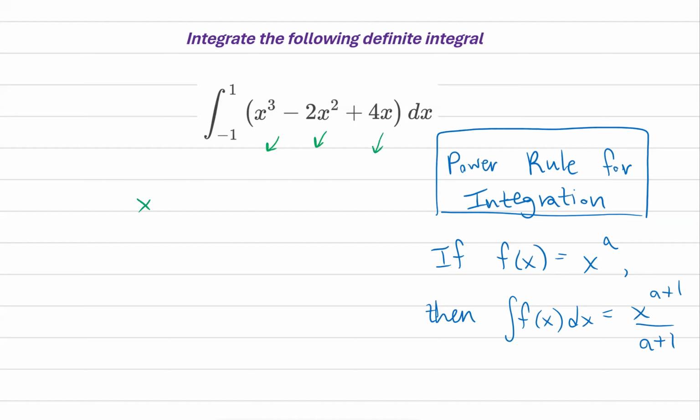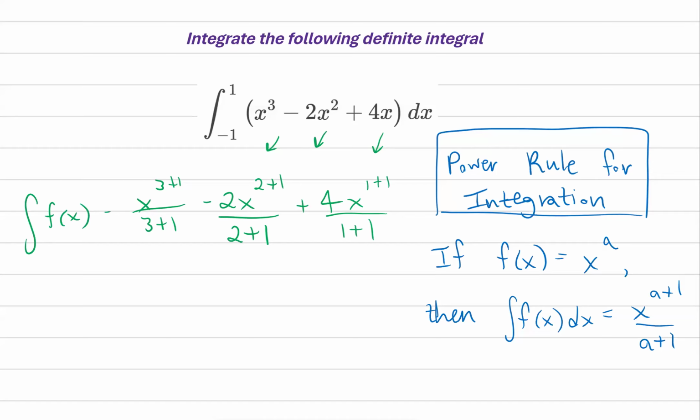So x to the third, I'm going to turn that to x to the 3 plus 1 over 3 plus 1. The x squared becomes also a new power, 1 added to it and divided by that new power. And there's no power here, but there's an invisible 1 there, so we add 1 to that, and divide by that new exponent. Okay, so you can simplify this notation here and also rewrite everything without all the plus signs.